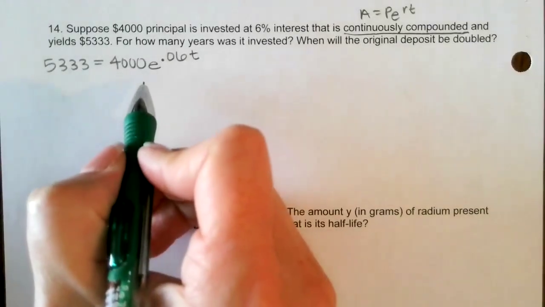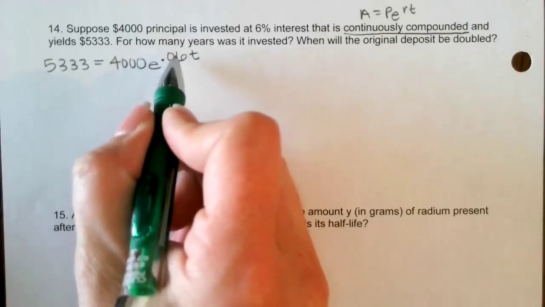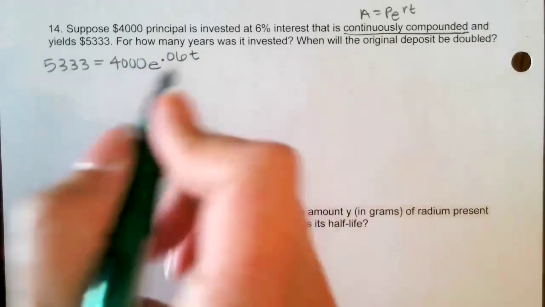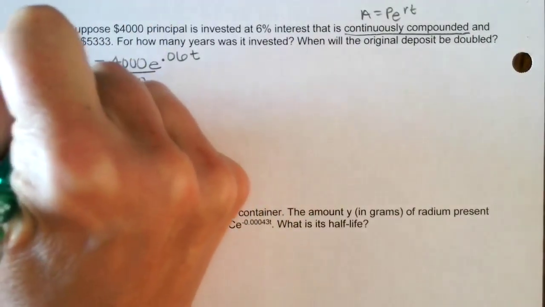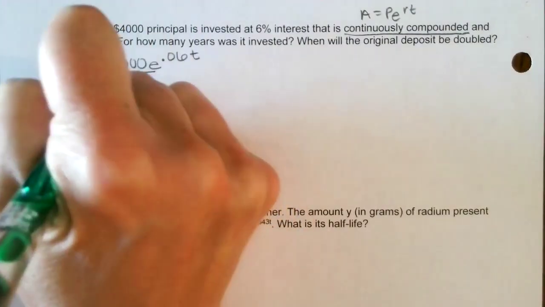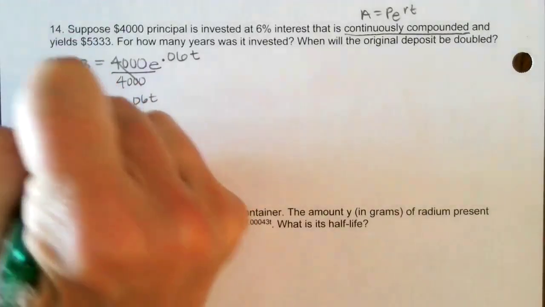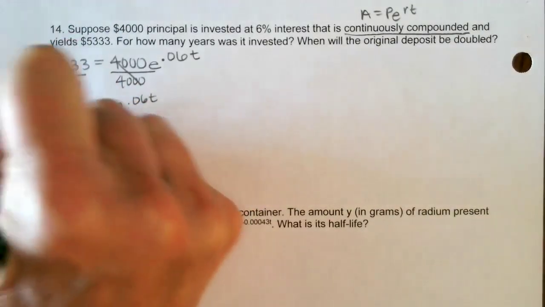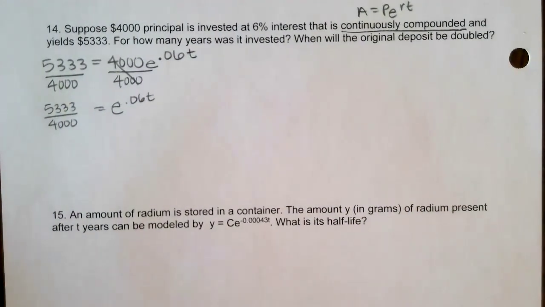The solving is just like what we did on the other side here. We want to get this e part by itself first. These two are being multiplied, so I'm going to divide by 4,000. I'm going to go ahead and keep that as a fraction because I don't want to round until the very, very end. That's going to be true for any equation we ever work. We want to keep that as much as possible without any rounding.